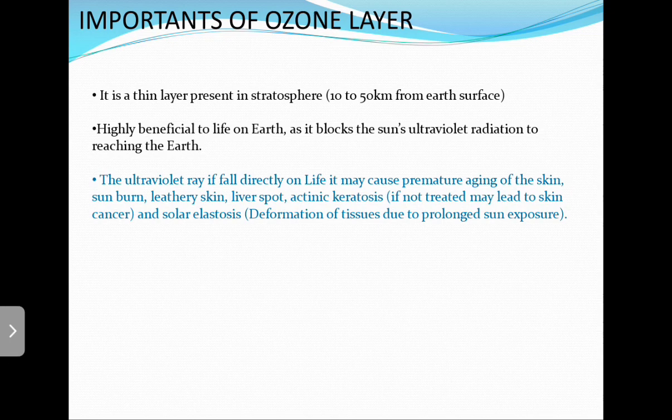Liver spots are dark black or brown colored spots on the skin. Then actinic keratosis. It is a disease which, if not treated on time, leads to skin cancer. And solar elastosis, this is when you are exposed for a prolonged time to the sun ray, then there is a chance of deformation of tissues. So such types of diseases may occur if the ozone layer is destroyed.